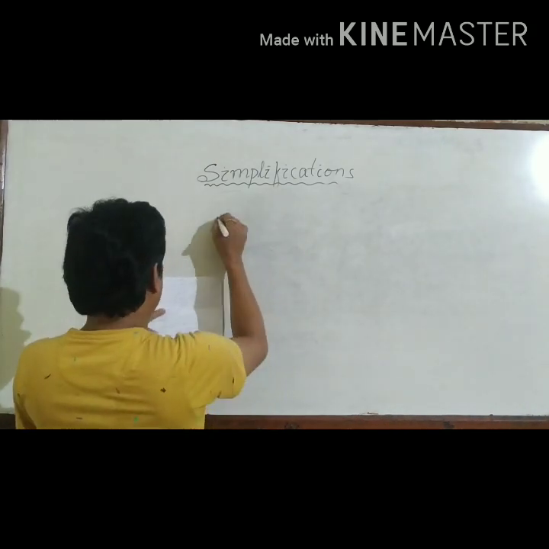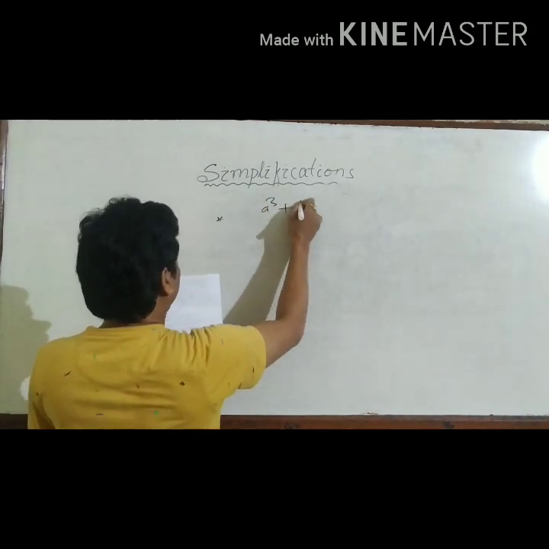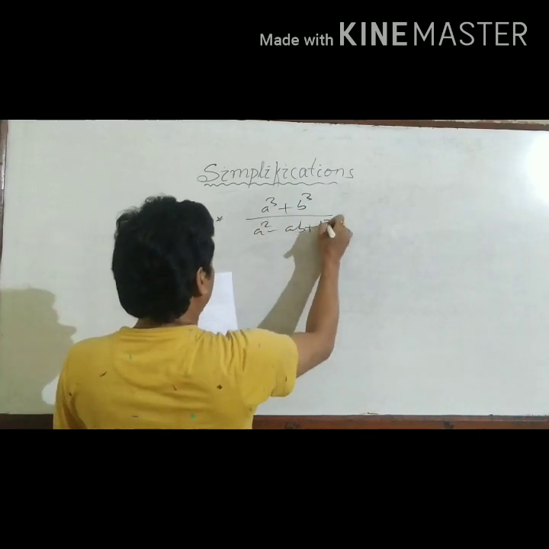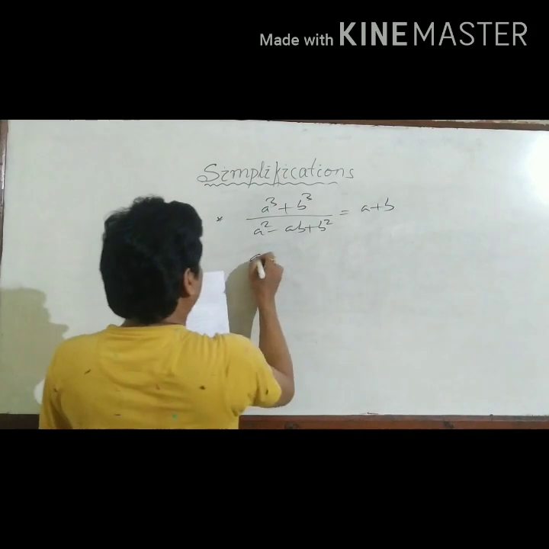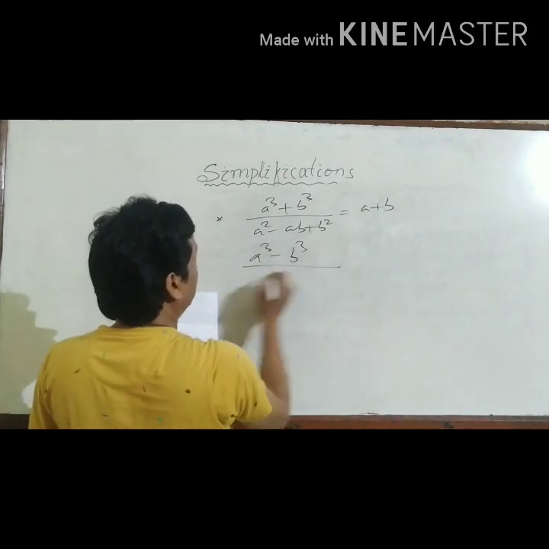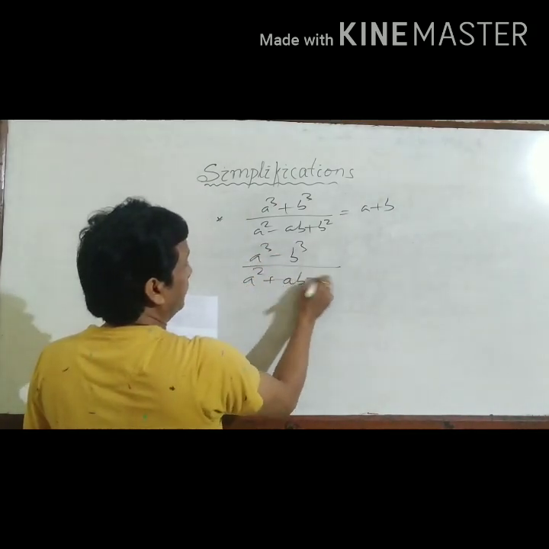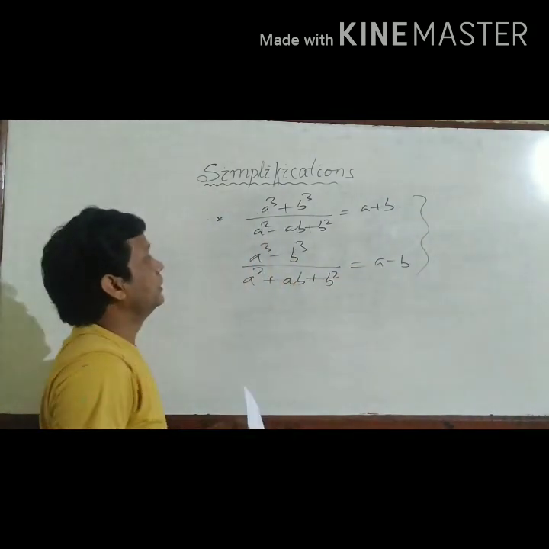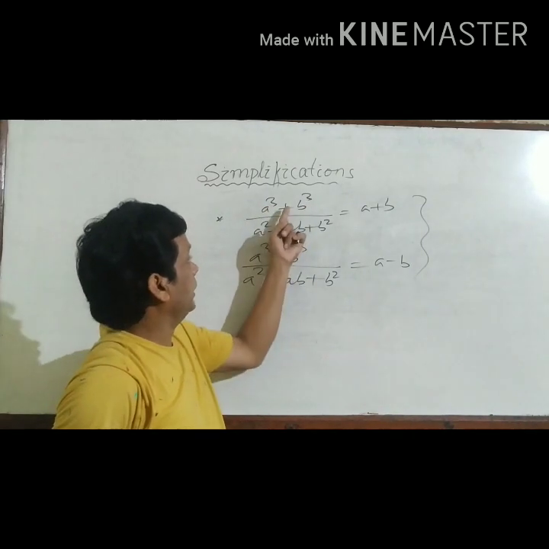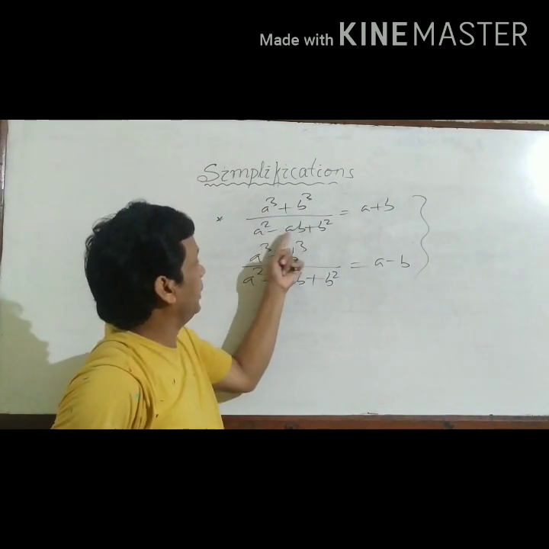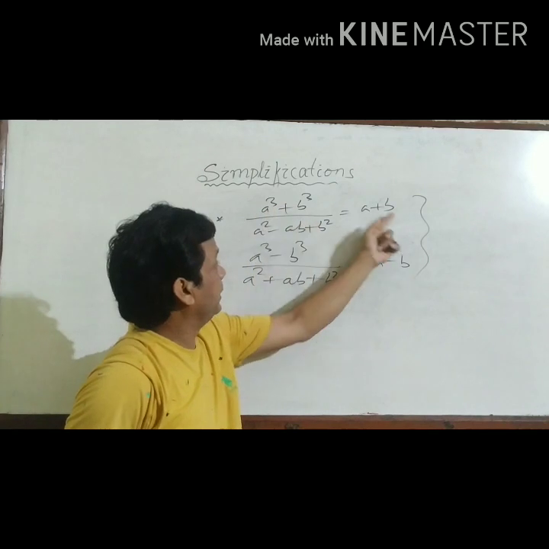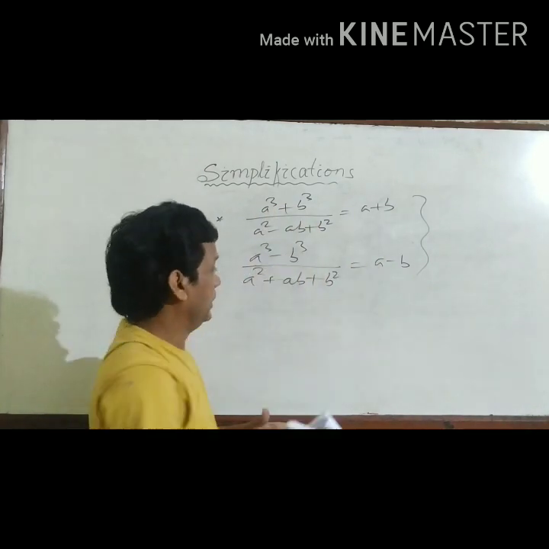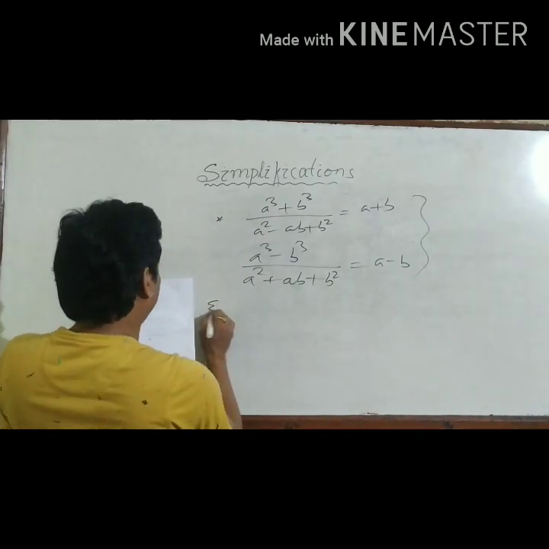See here, another question I am telling you. The formula: (a³ + b³) divided by (a² - ab + b²) is equal to a + b, and (a³ - b³) divided by (a² + ab + b²) is equal to a - b. If it is plus, then in the denominator the middle term will be minus and the answer will be a + b, and if it is minus, then the middle term will be plus and the answer will be a - b. See here, I am giving an example.